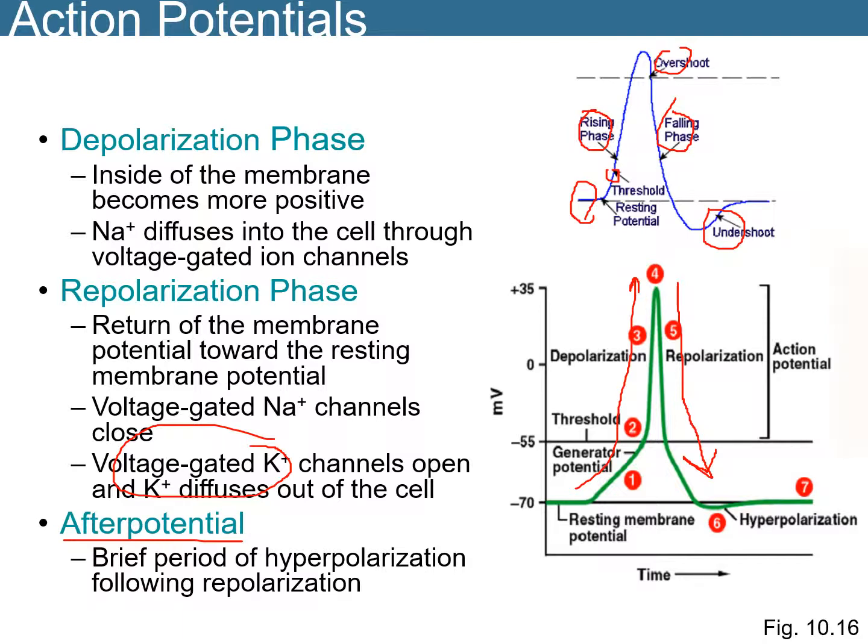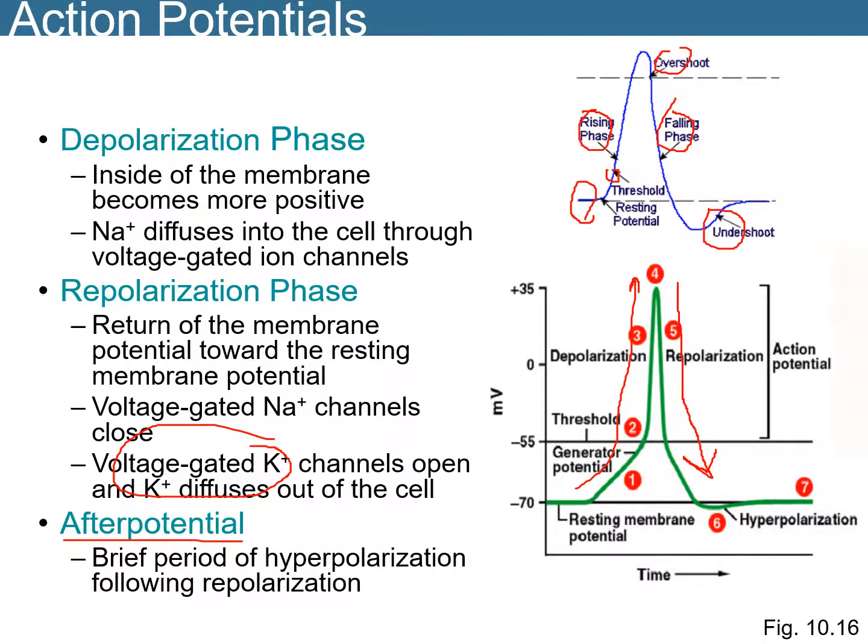Okay. Now these events, rising phase, overshoot, and falling phase, are the same every time, right? That's that all or none response. The only thing that changes is if it's a bigger event, we're going to see more of these happen, more frequent, in a shorter period of time. There's a limit on that. We'll talk about that later on.